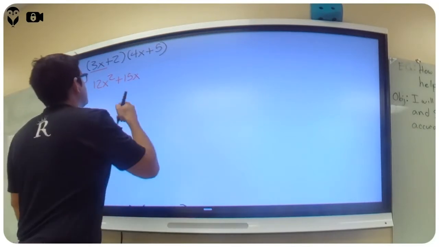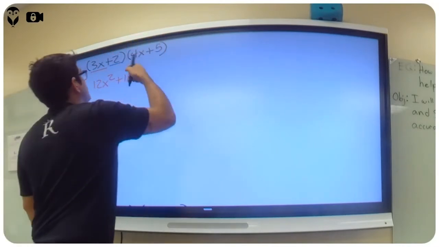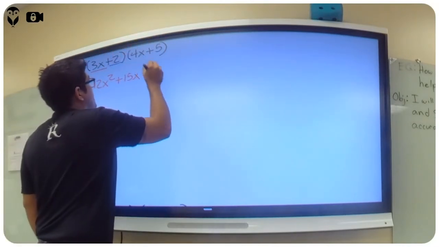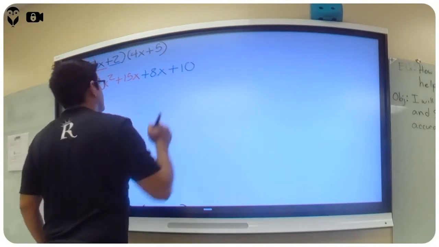Then blue is going to be the second step, which is 2, a positive 2, times everything else. So 2 times 4, that gives me a positive 8x. And 2 times 5, that gives me a 10.